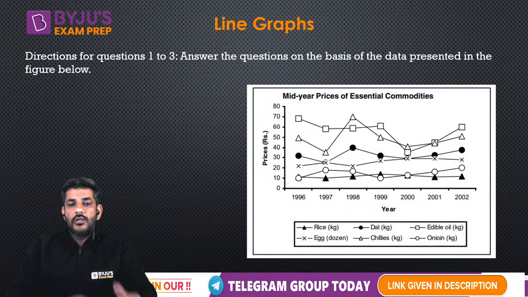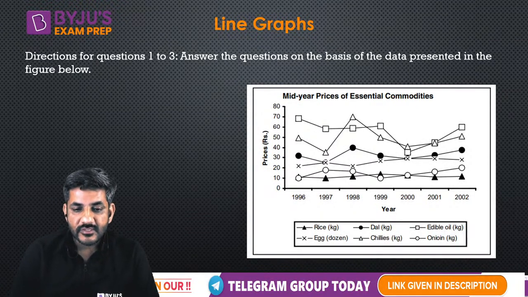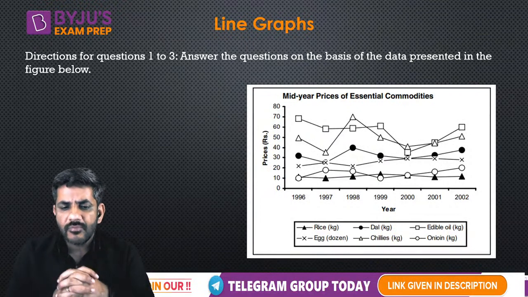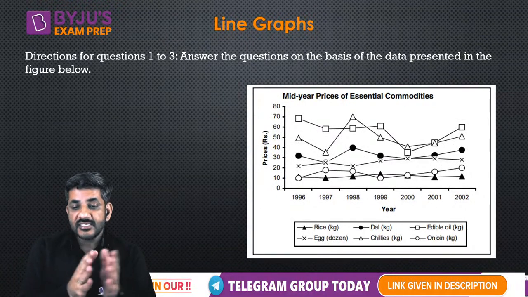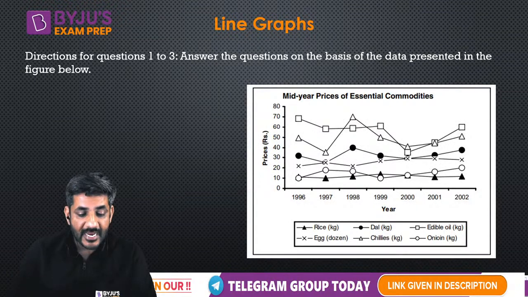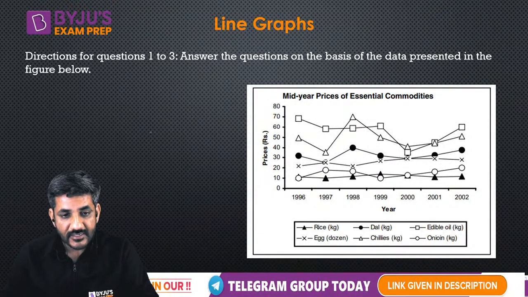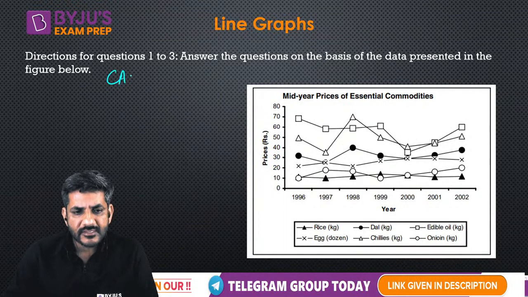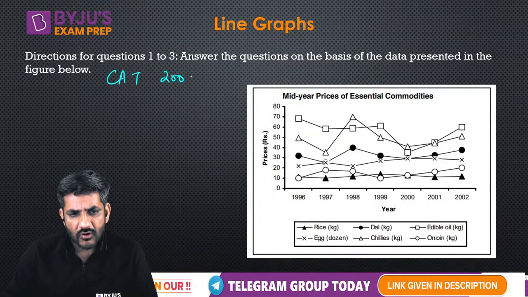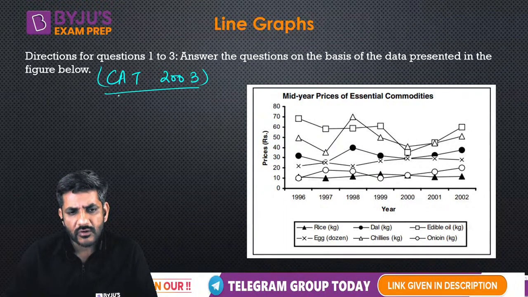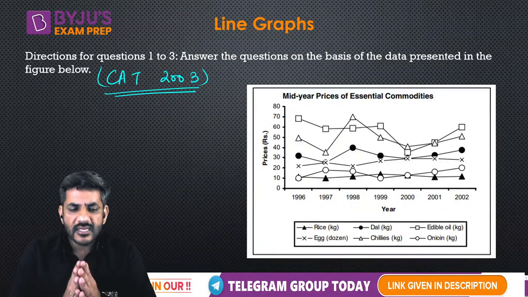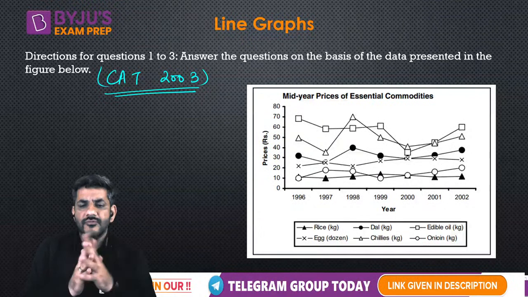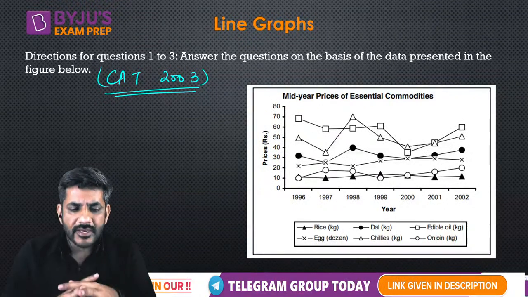Okay. So look at the data on your screen. This is a very common type of line graph that you can see. This is a set that I have taken from an actual CAT paper. Somehow I forgot to write it here, but this is a set from CAT 2003, if I'm not wrong. Though line graphs have not appeared in CAT in recent times, if I talk about the last 4 or 5 years, hardly did I see any question on line graphs.